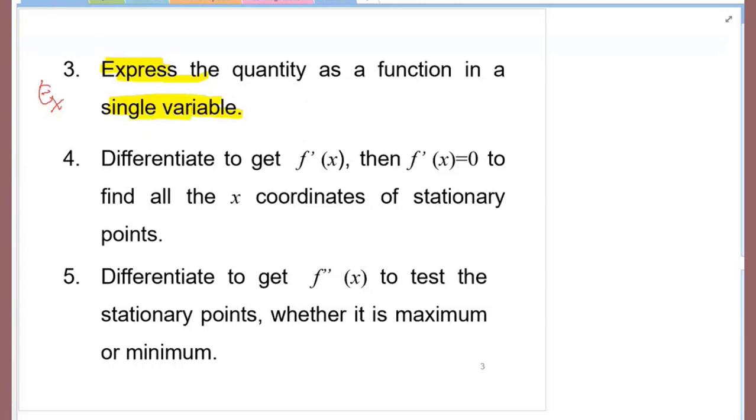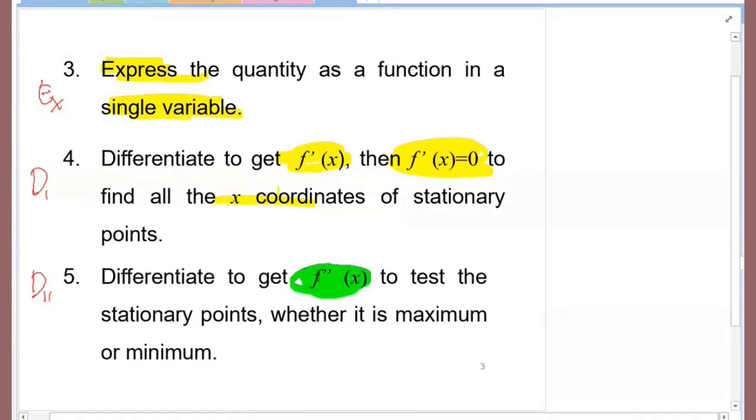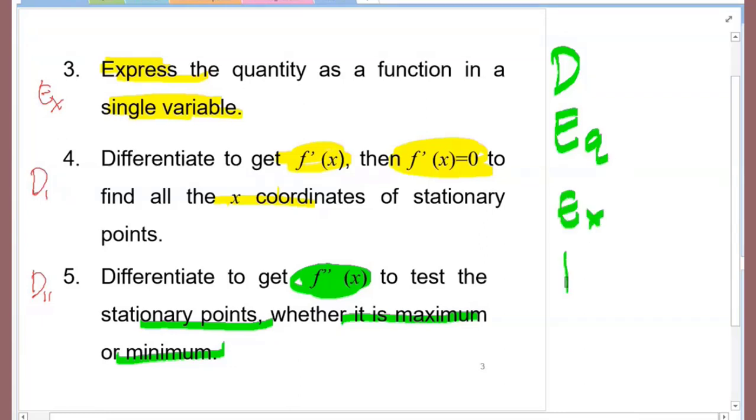And the next step is D1. D1 is to differentiate to get f prime x. Whether maximum or minimum, just differentiate and set it equal to 0 to find all the x ordinates of the stationary points. And the last is D2: differentiate this one to get f double prime, to test the stationary point, whether it's a maximum or minimum. So the acronym is D, E, D1, D2. Remember, D for diagram.